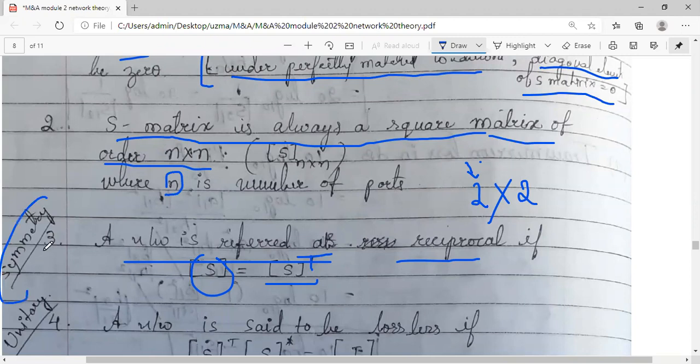So this is important. Sometimes the question may be to explain or list the properties of the S matrix, or individually one or two properties, the symmetric or reciprocal property or the unitary property, which you're going to study next. So for these two properties, they may ask you the proof. Prove the symmetric property of the S matrix. Prove the unitary property of the S matrix. Okay, so the possibility of questions is either to explain the properties or the derivations of these two properties. So a network is referred to as a reciprocal network if this condition holds good.